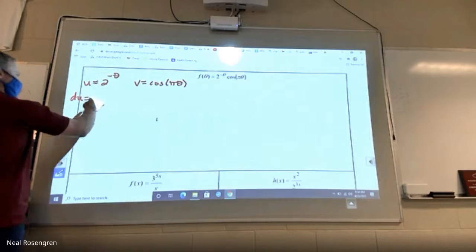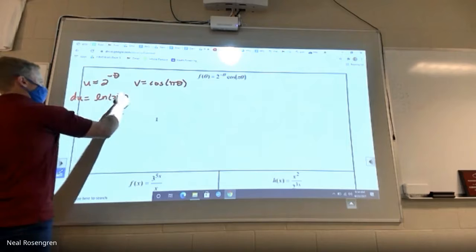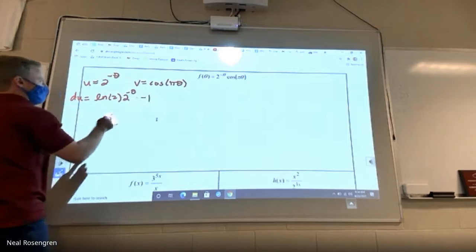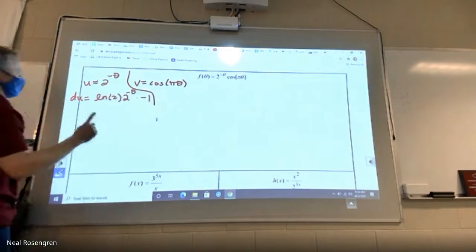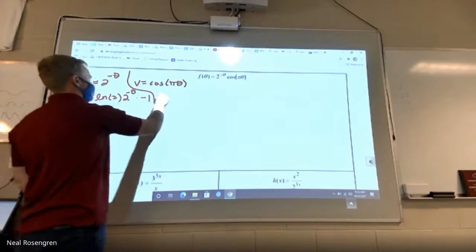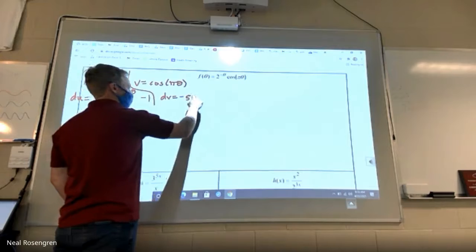Exponential, different base. ln of the base, leave the function the same, derivative of the exponent. Ooh, this one's crazy. Chain rule here.